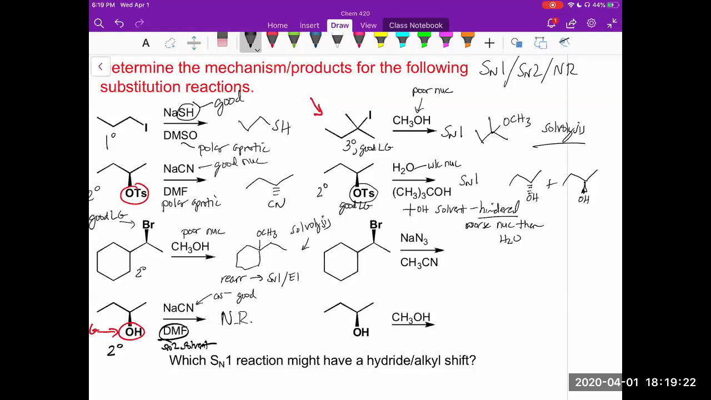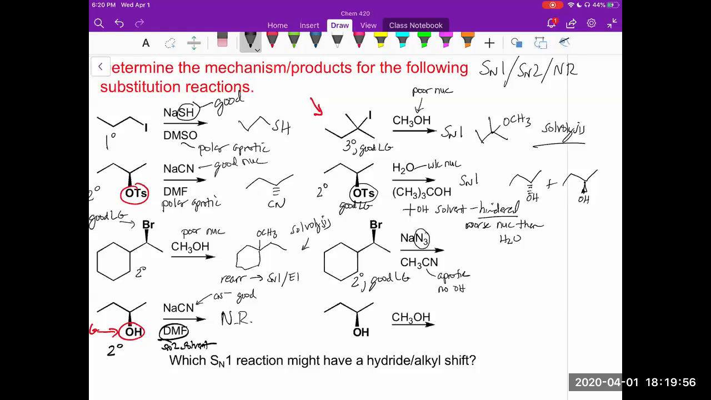Okay, this next one, secondary substrate. Good leaving group. CH3CN, that's on my list of solvents. If I go and look it up, is it even on there? They don't give that one to you. It's called acetonitrile. It's aprotic, and the reason I know that is there's no OH, so it can't hydrogen bond. So it's aprotic solvent.